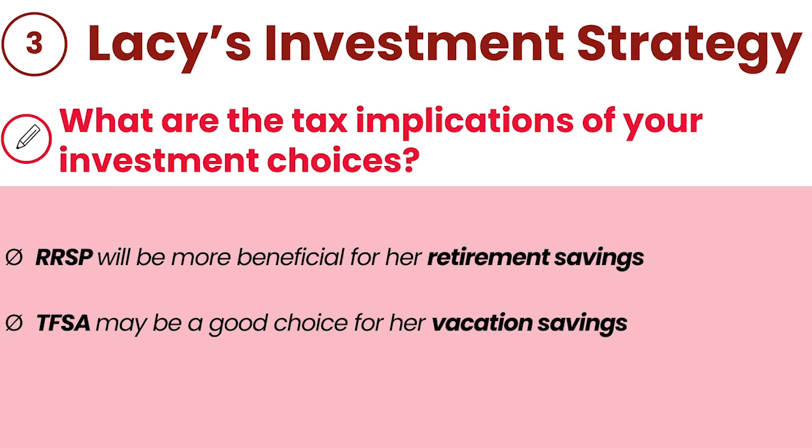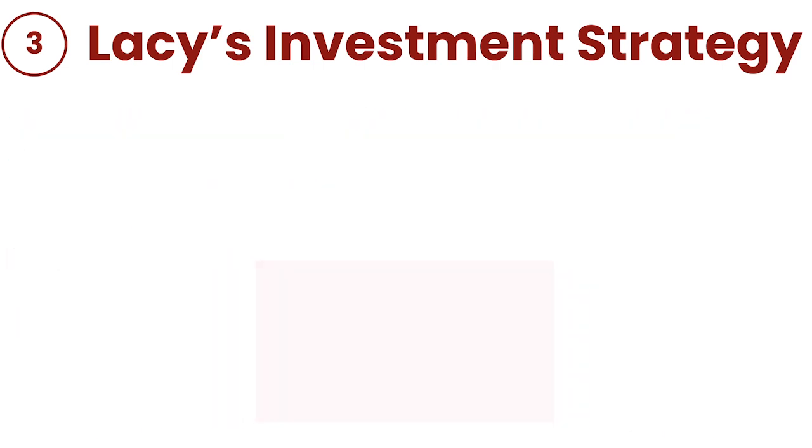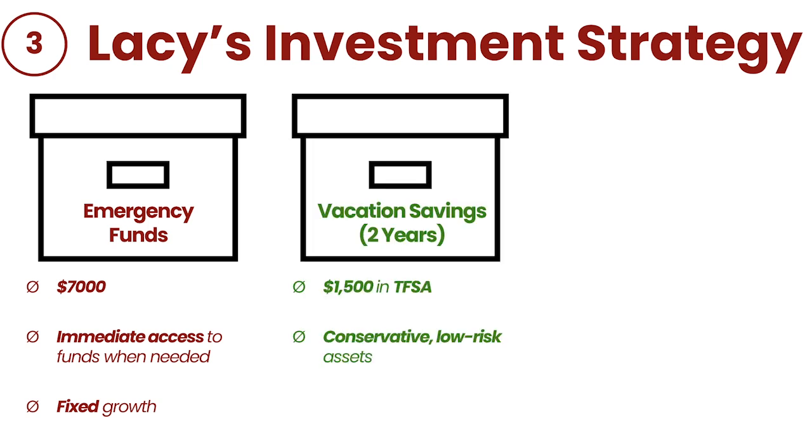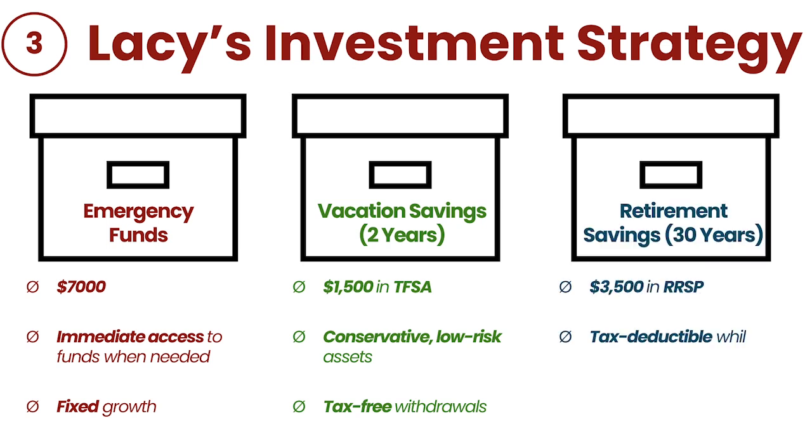So what's her investment strategy? Firstly, emergency funds. So she's going to put that into a savings account, grow that at a fixed rate of around 2%, 3% a year. She doesn't mind, she can pull that money out whenever she wants. Then the short-term goal. She has a vacation coming up in 2 years and she wants to use TFSA to invest $1,500 in a mix of conservative low-risk assets so that she doesn't lose that money in the short term. And in the long term, she wants to invest in a diversified ETF with higher growth potential.